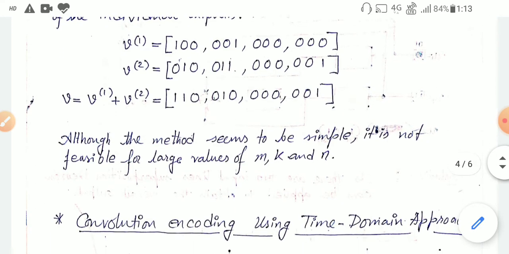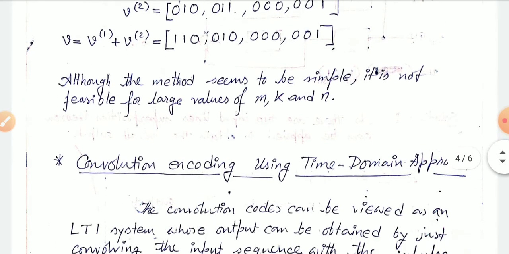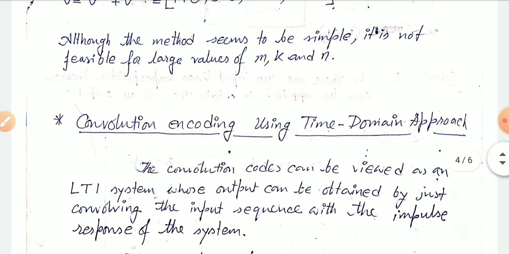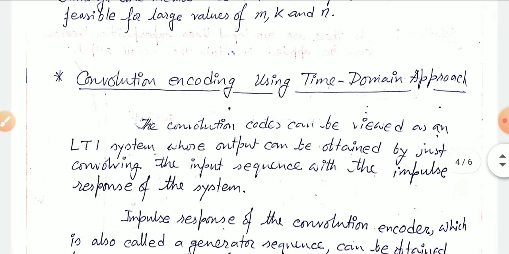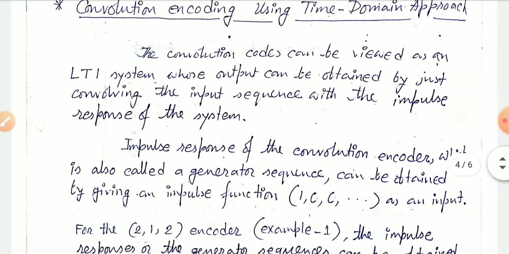For this reason another kind of process can be applied, that is convolution encoding. The convolution code can be viewed as an LTI system whose output can be obtained by convolving the input sequence with the impulse response of the system. The impulse response of the convolution encoder, which is also called the generator sequence, can be obtained by giving an impulse function 1000 as an input.